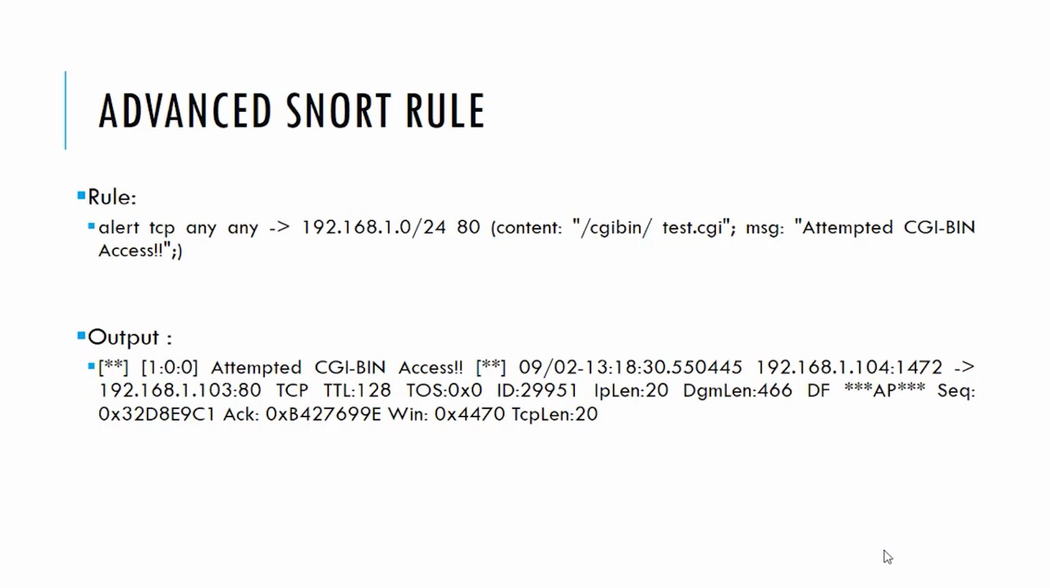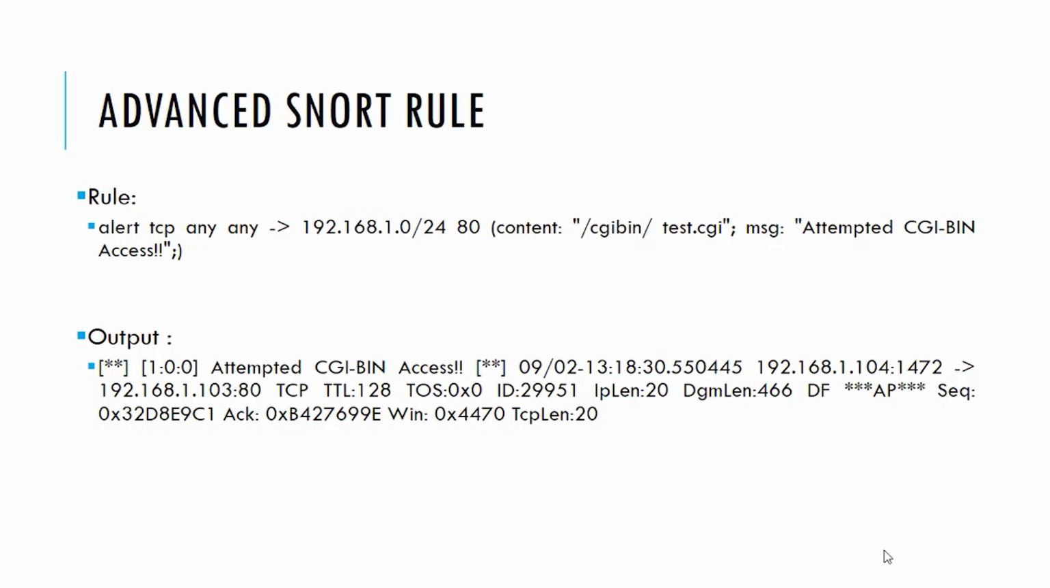Let's see the output at the bottom. The output displays the message attempted CGI bin access and two exclamation marks. Then we see that the source IP, source port number, destination IP, and destination port number all match the rule configured on Snort. So this is also a successful alert that has been generated according to the rule. And the message displayed on the screen should capture the eyesight of the security specialist, to know that this is an attempted CGI bin access to your system.